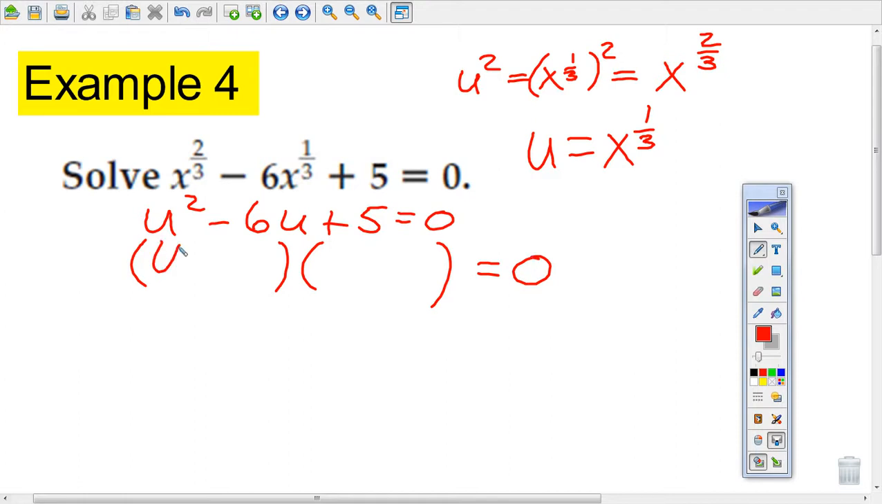U minus 1 times U minus 5. Are we thinking 3 and 2? 3 and 2. Make it 125. And then I can use my zero product property. So U equals 1 and U equals 5. And now I'm done.